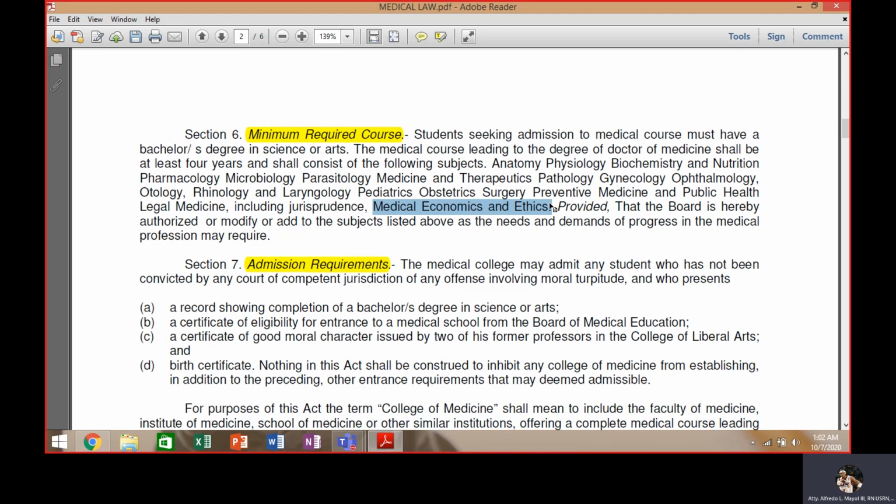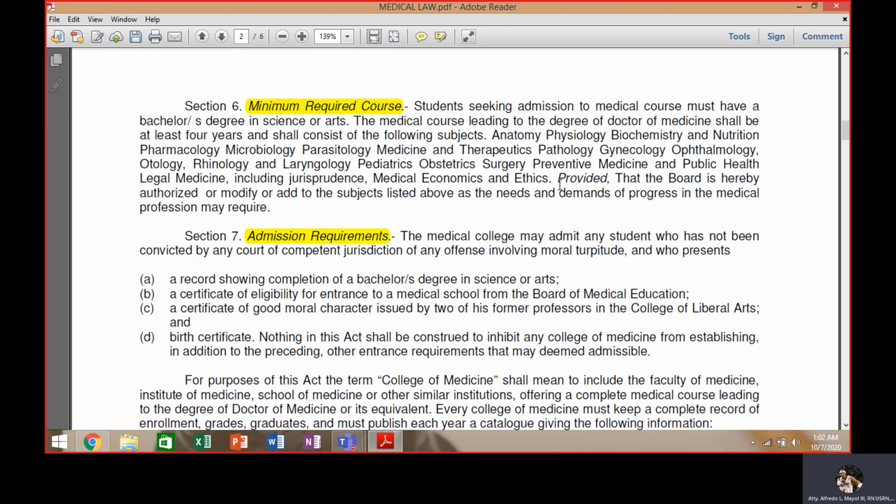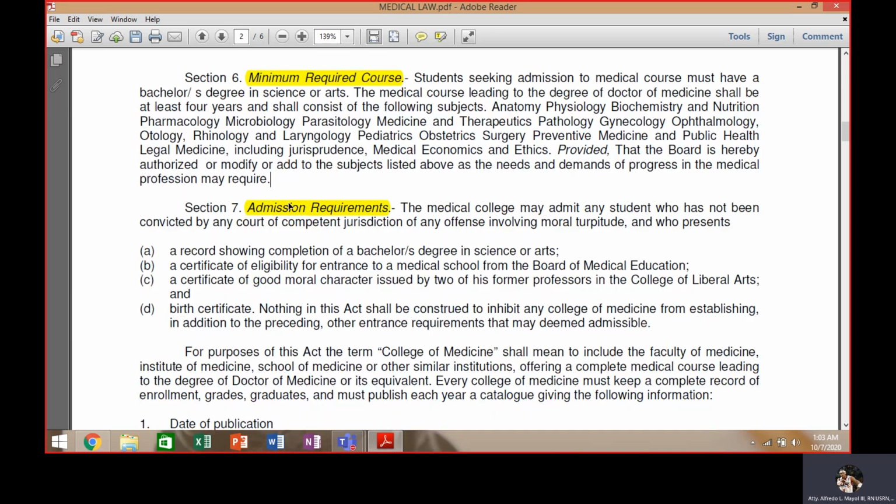Okay, these are the minimum subjects that is required to be in a medical college, approved medical college, provided that the board is hereby authorized to modify or add to the subjects listed above as the needs and demands of progress in the medical profession may require. So the board may add additional subjects, okay, in order to adapt in the present. For example, in our school, we have ICS or the International Studies, okay? And right now, we have an updated ethical subject.